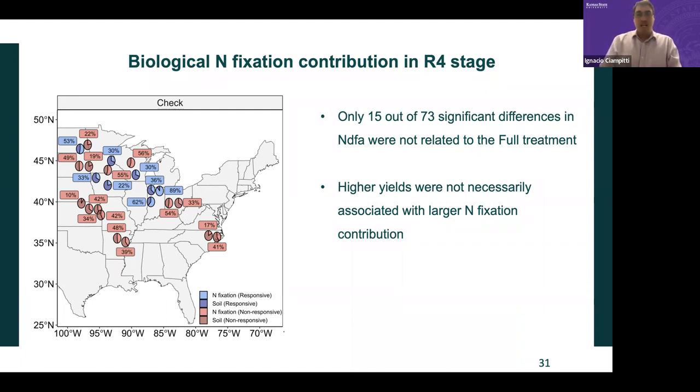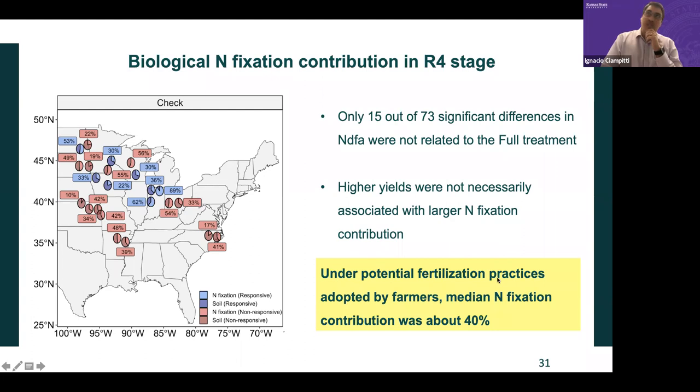So in many situations, unfortunately for many, high yields are not really associated with more fixation, okay? There are situations where we are getting very high yields, and it's also because we are using a lot of nitrogen coming from the soil, okay? So it's something that we really need to study. Fixation is becoming important, but also in many high-yield situations, the contribution of nitrogen from soil is very relevant.